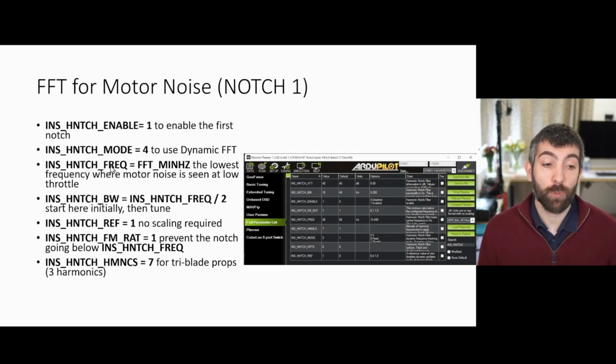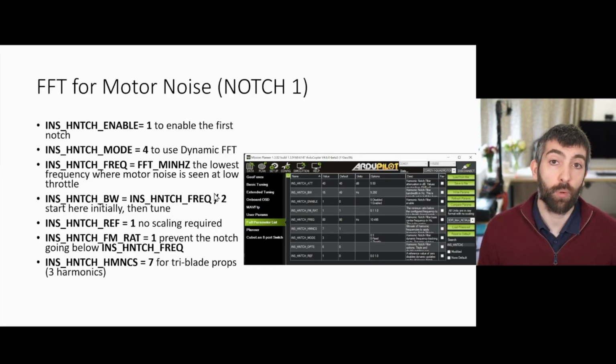INS_HNTCH_FREQ equals FFT min hertz because we don't want the notch ever going below the minimum frequency that the FFT engine is looking for, because that's going to be the frequency where motor noise starts to appear. There's never going to be anything below that. You want to set INS_HNTCH_BW equal to INS_HNTCH_FREQ over 2.